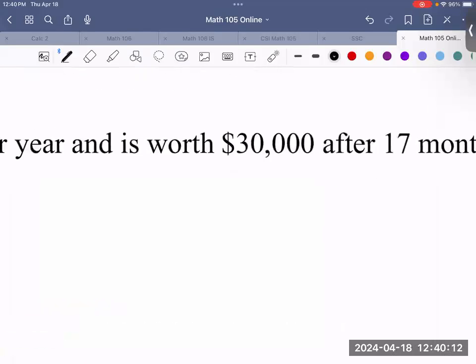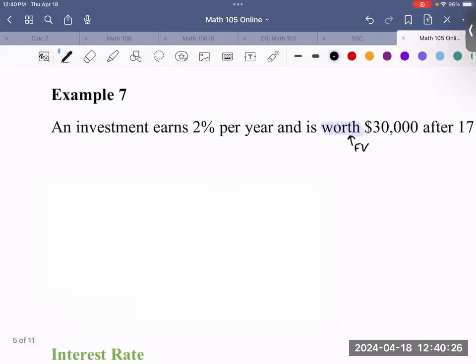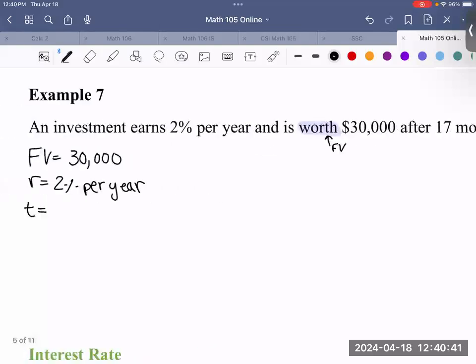Whereas when it says something like worth, well, if it's worth $30,000, right, that is your future value. It's being projected to be worth this amount. So in this case, we have your future value of $30,000. You have your rate as 2% per year. And you have your time, I think, which was 17 months.